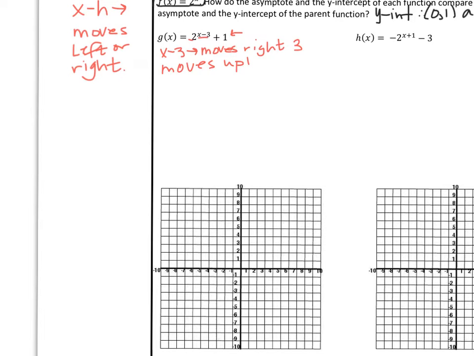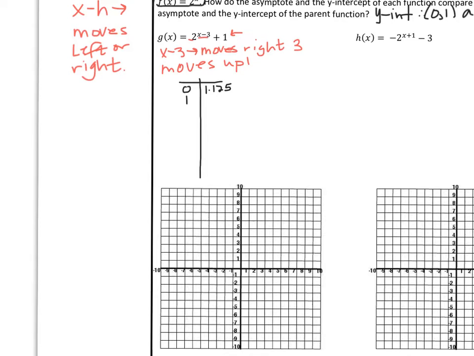To verify that, we'll simply make a table and plug values in. Now we're going to plug in as many points as we find valid on this graph. All right, let's start with 0. If we plug in 0 for x, 0 minus 3 is negative 3. 2 to the negative 3 power would be 1 over 2 to the positive 3 power, which would be 1/8. 1/8 plus 1 would be 1.125.